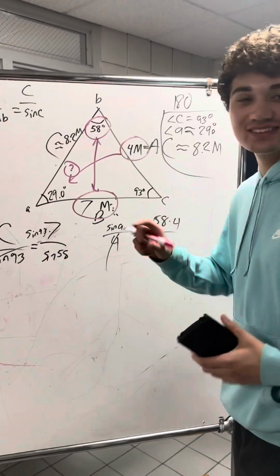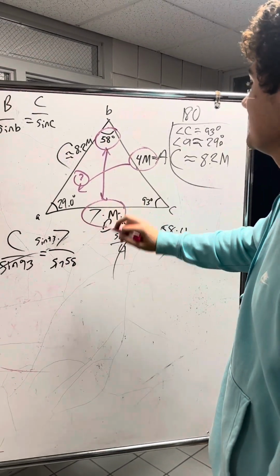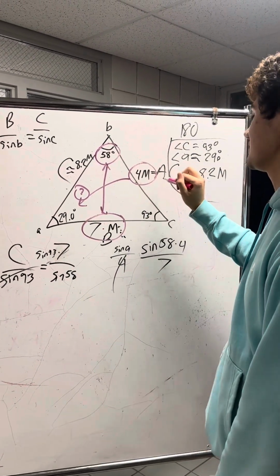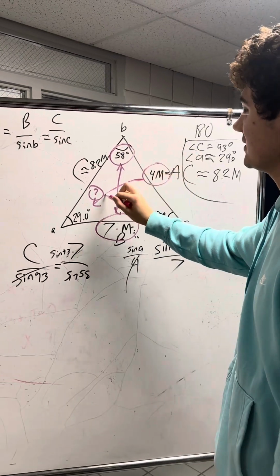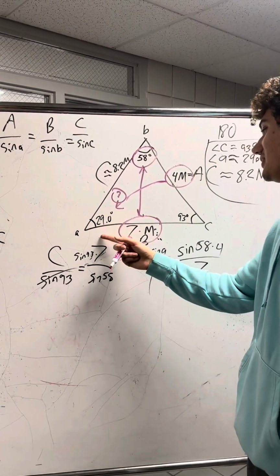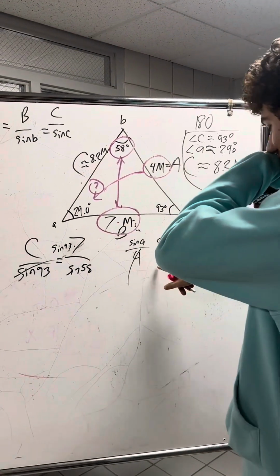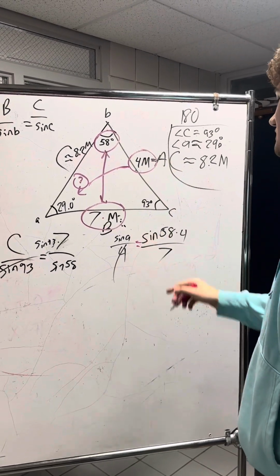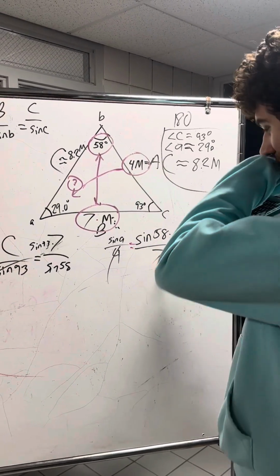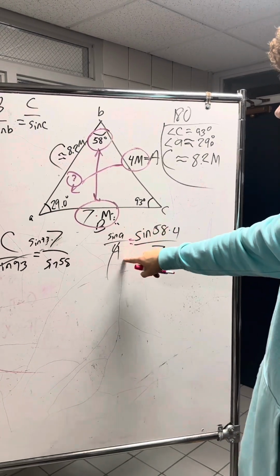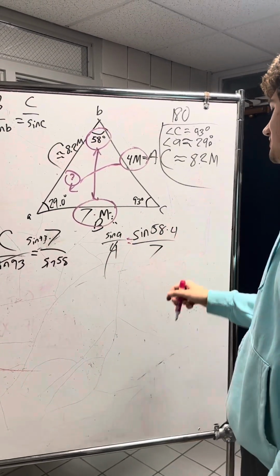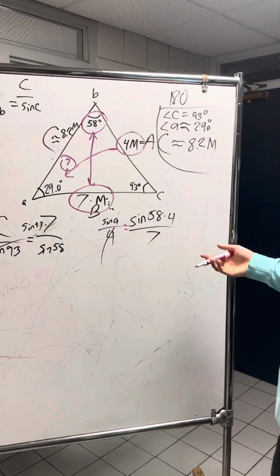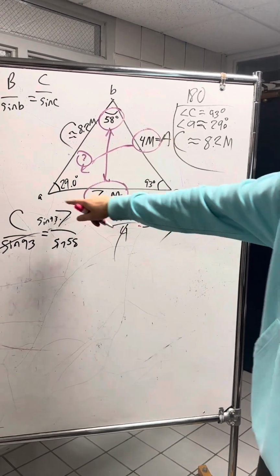Okay, to sum it all up, we started off with side 7 and 58 degrees, so side B and angle B. Then we're given the side A, 4 meters. We use that to figure out the angle A. So sine of A over 4 equals sine 58 over 7. To get sine A alone, you times it by 4, so sine of 58 times 4, then you divide it by 7.